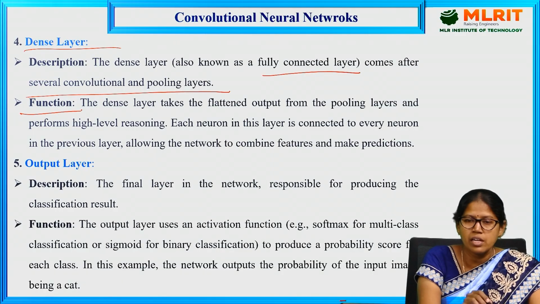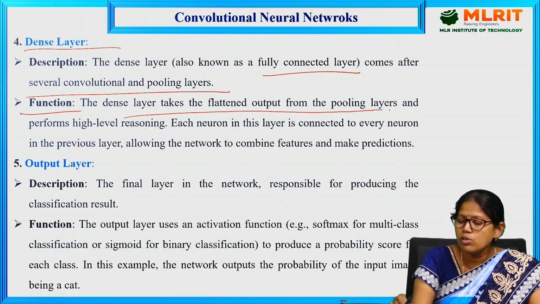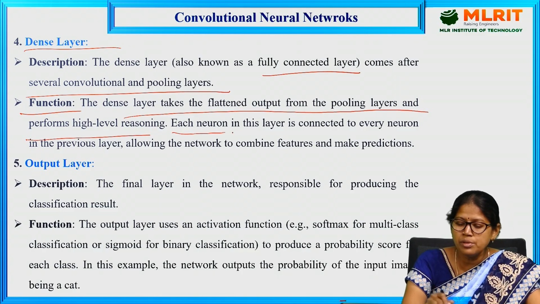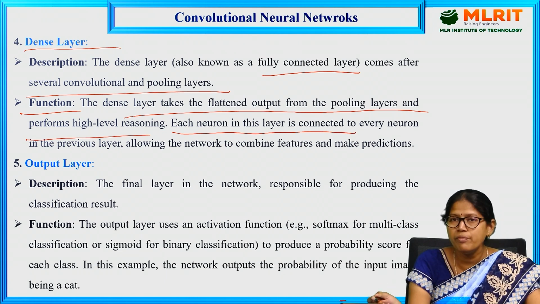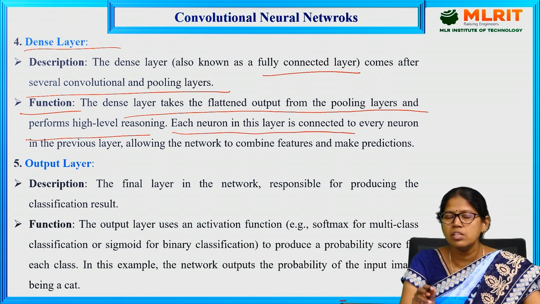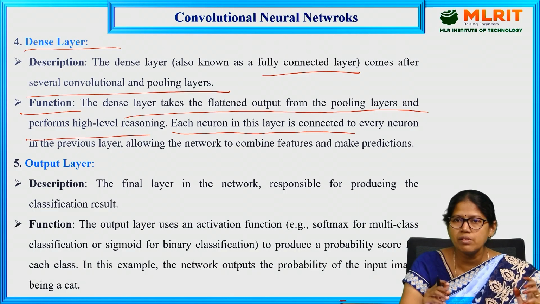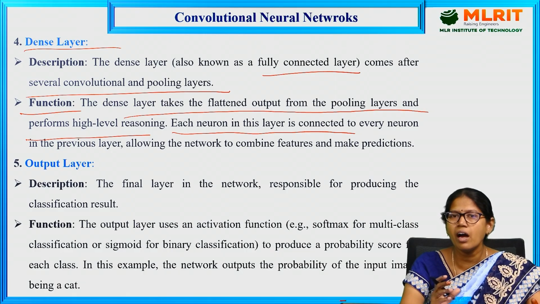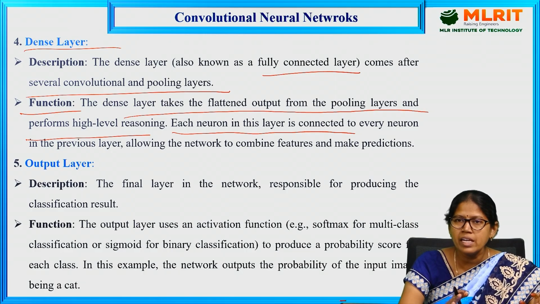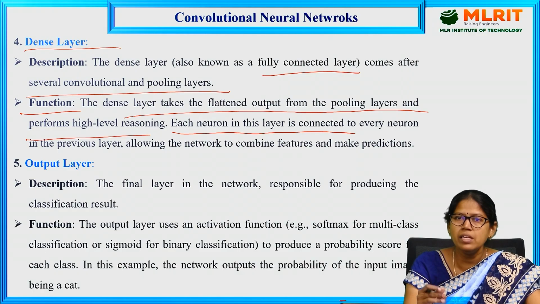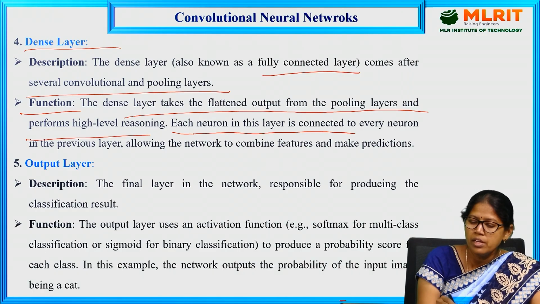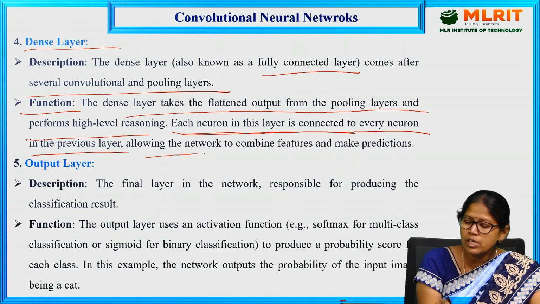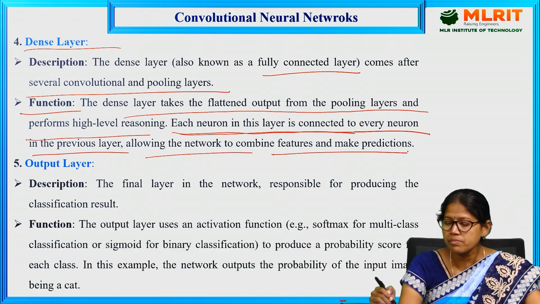Let's see what the functionality is. The dense layer takes the flattened output from the pooling layers and performs high level reasoning. Each neuron in this layer is connected to every neuron. So in the example, we have seen a cat. First it will connect each and every neuron with the other neurons, meaning the shapes like ears or eyes or nose. It will connect, and later that pattern will be learned by the computer. Okay, each neuron in this layer is connected to every neuron in the previous layer, allowing the network to combine features to make predictions.